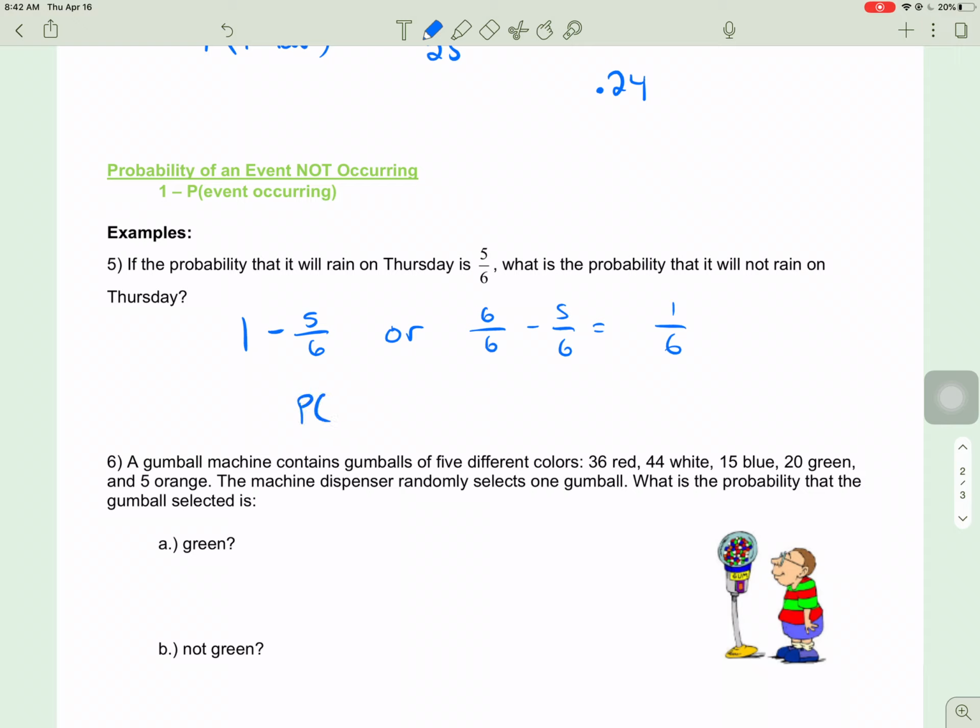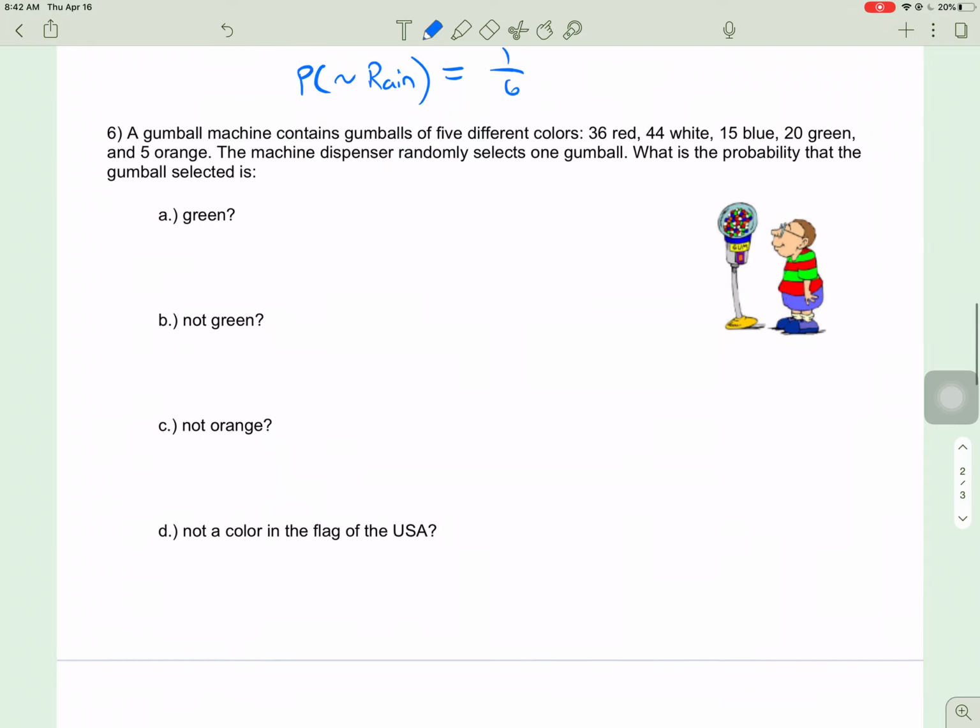So for the probability of not rain, this is a notation we use, and other teachers in Algebra 2 might not use it, I'm not sure, but it's a little tilde, then not rain. The probability it will not rain. You could write the words not rain as well, but I like to use the little notation there. It'll help you in stats one day. 1/6. Okay, one more problem.